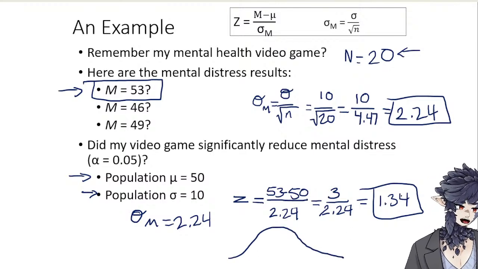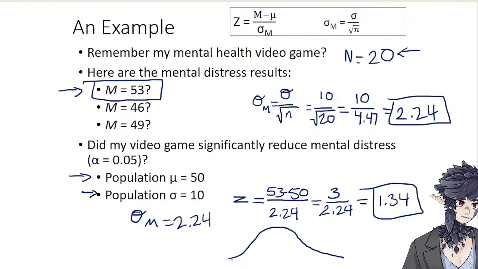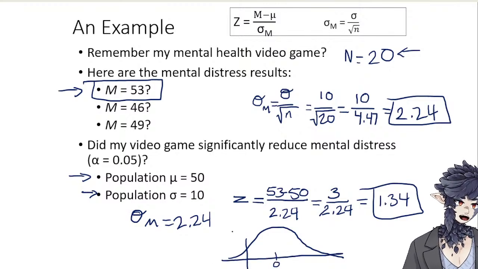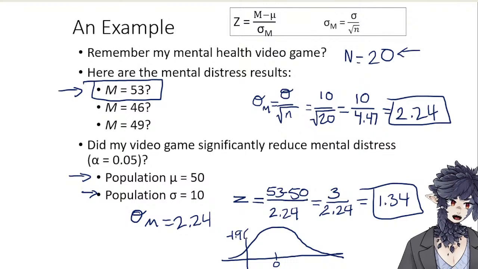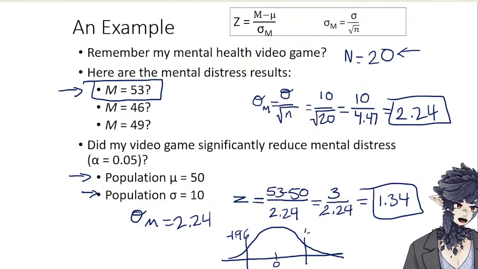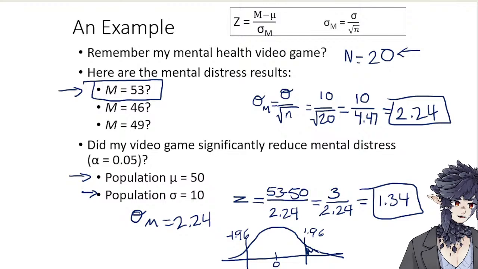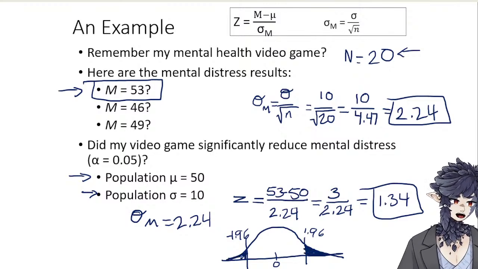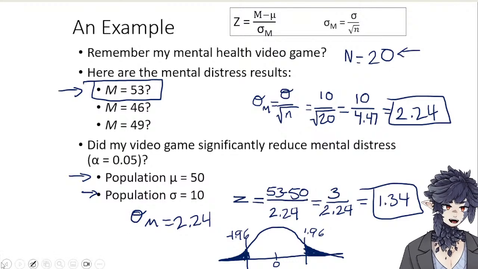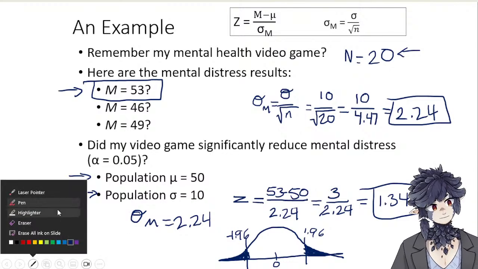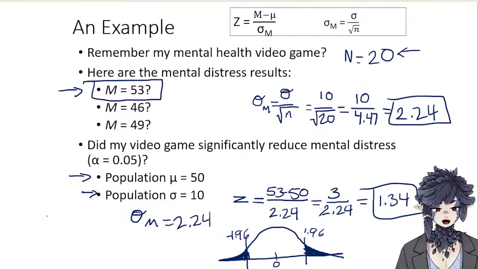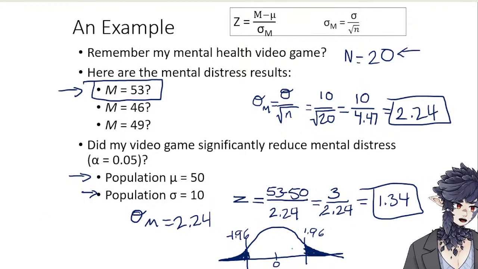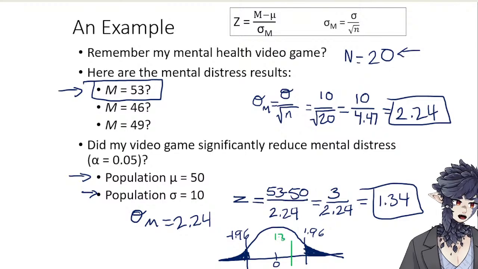All right, so we've calculated our z-score. We're using the standard cutoff of alpha of 0.05. In other words, our z-score needs to be further out than negative 1.96 or positive 1.96 for us to reject the null. So it has to be in the shaded area for us to reject the null and say my video game did affect people's mental health. And if it's closer to 0 than that, then we can't conclude it did anything to people's mental health. So my z-score was 1.34, so that's closer to 0 than 1.96.